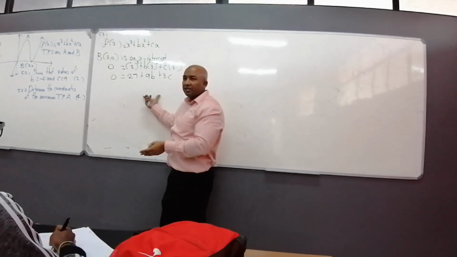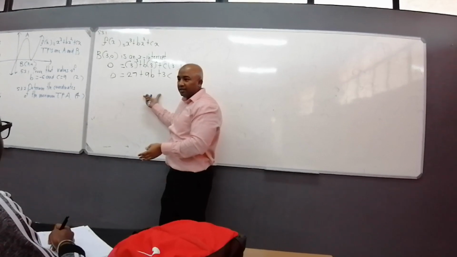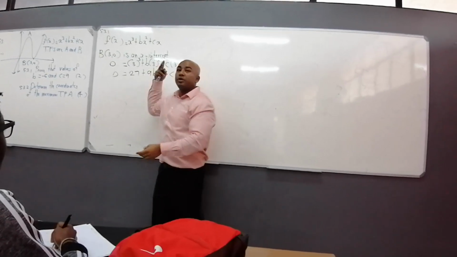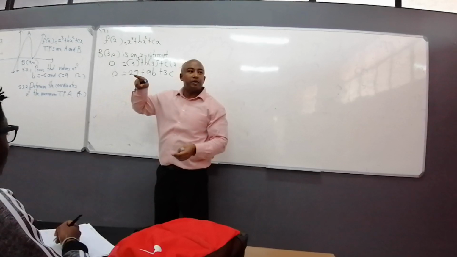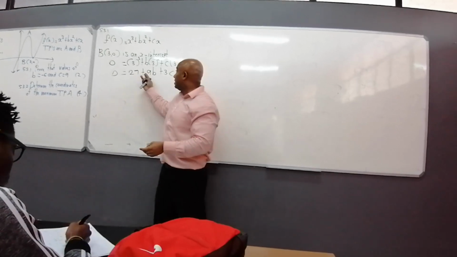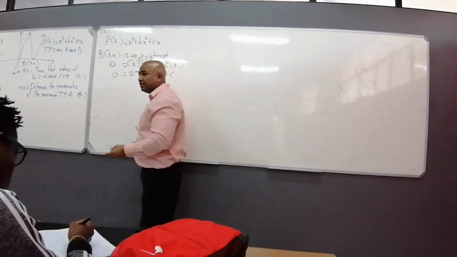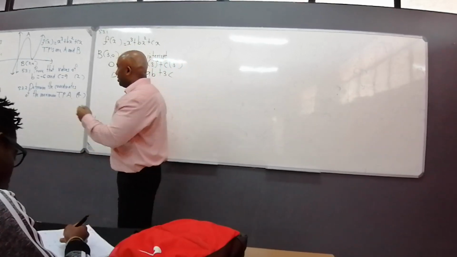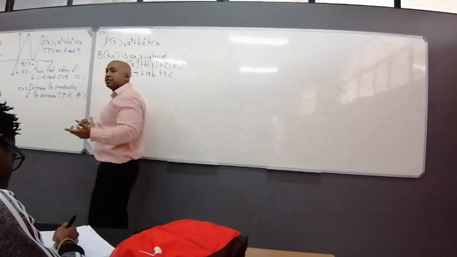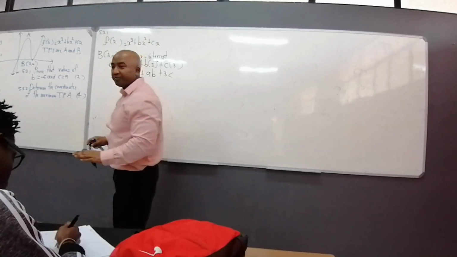Okay, so now I got two unknowns here, b and c. So I cannot work out b and c, because it's only one equation. I need two equations. So how do I get the second one? We only have one point to use. There's nothing else to use here. Can you see that?